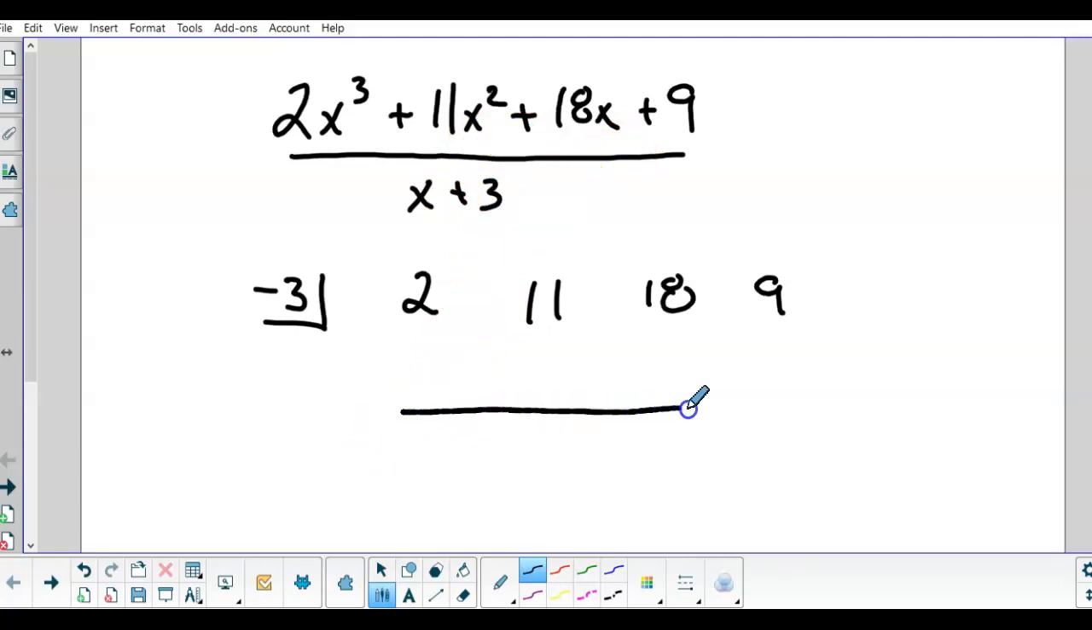All right. So the first move is to take this term and just move it down. So we're just going to list 2 down here. Then we're going to multiply -3 times 2. When we multiply -3 times 2, we get -6. And then we're just going to add those together. So 11 plus -6 is equal to 5.